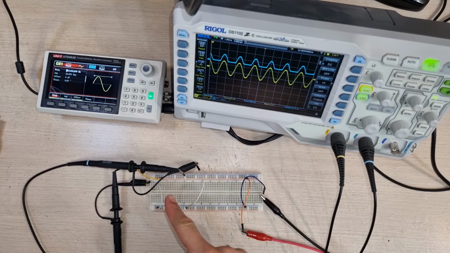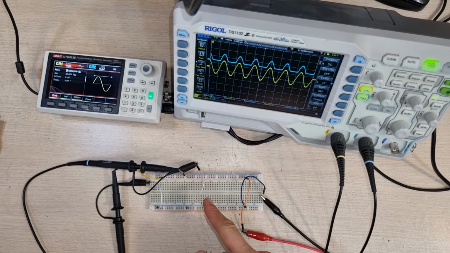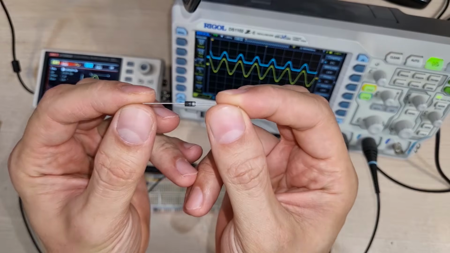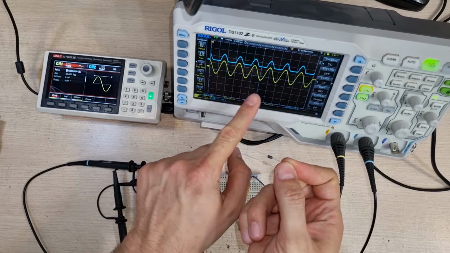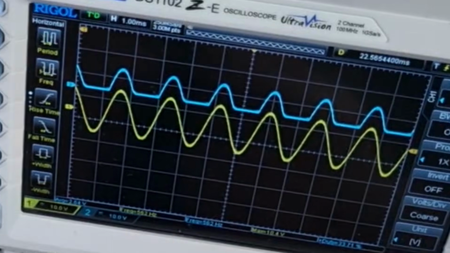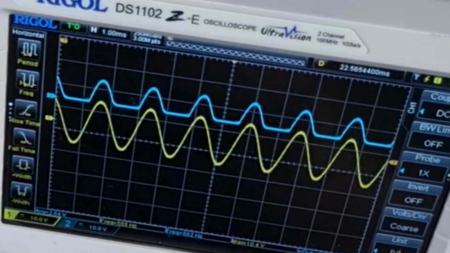Look here, this is a half-wave rectifier. It just passes the positive half of the sinusoidal wave and blocks the negative part. Look at this diode carefully. If you apply this yellow signal on the anode pin of this diode, you will get this blue signal on the cathode pin.